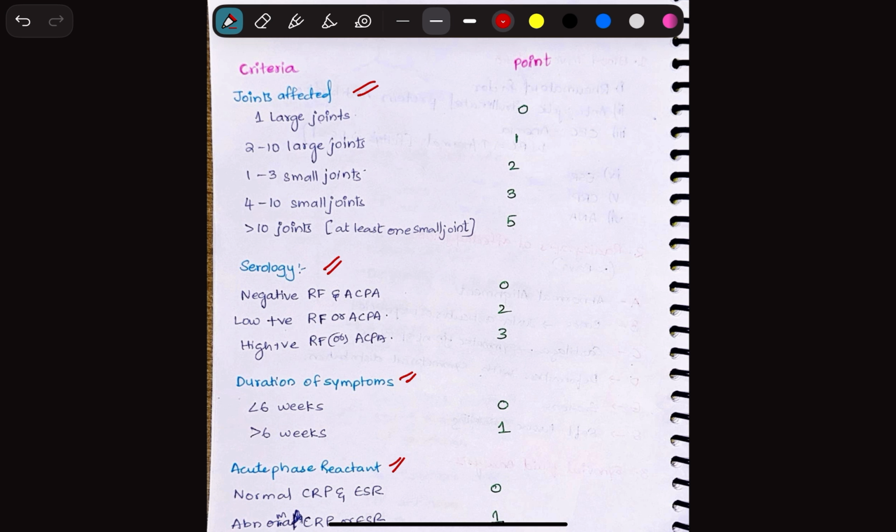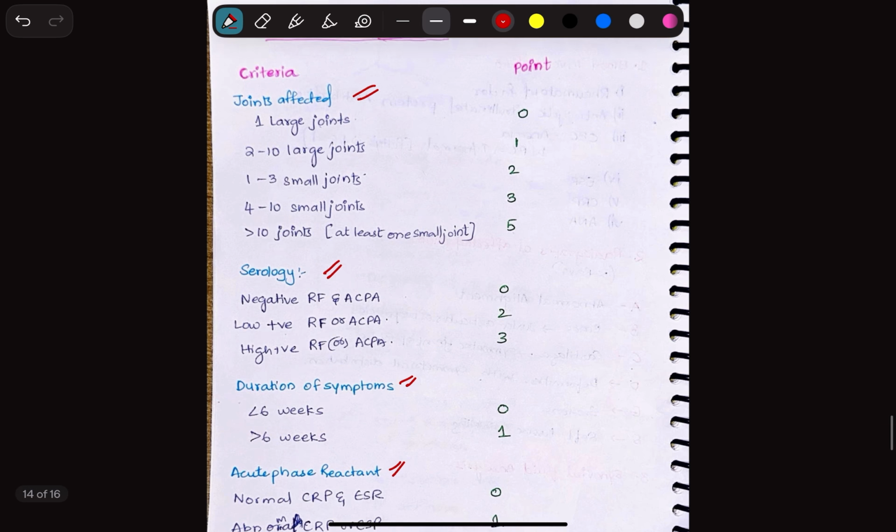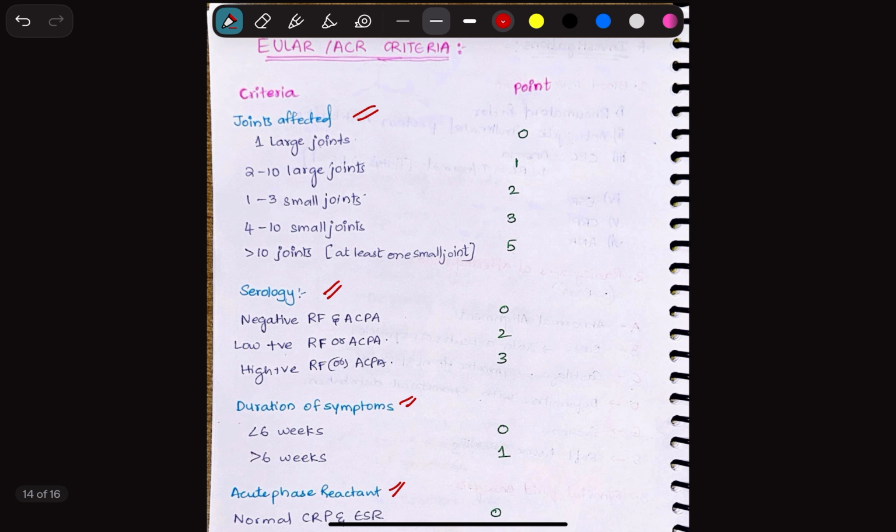According to the involvement of joints, the points are awarded. Rheumatoid is mostly concerned with the small joints, right? So when one large joint is affected, the point is 0. When there are 2 to 10 large joints, it's somewhat significant, so we award point 1. If there is involvement of 1 to 3 small joints, the point is 2. If there is involvement of 4 to 10 small joints, the points awarded are 3.